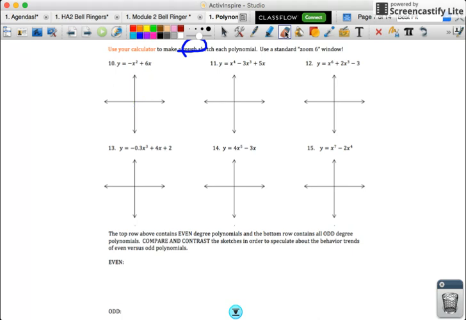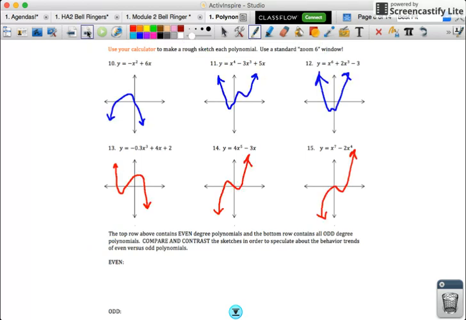So make a rough sketch, hit zoom 6 to make sure it's in standard zoom. That way you can see the whole thing. And I want you to look at these different ones and then read this down here, crucial, okay? So pause the video now and work on that.